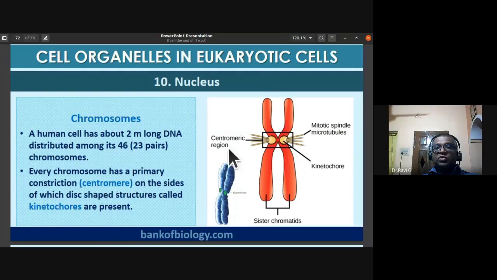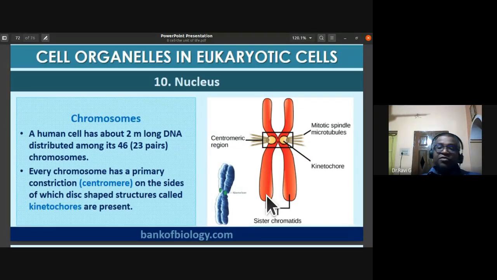So every chromosome has a primary constriction called centromere, on the sides of which you have disc-shaped structures, which we call kinetochores. Here is a typical structure of it. You can notice that it has two sister chromatids, because these are the chromatids of the same chromosome. We call them sister chromatids, within which you find a pair of highly coiled chromatin fibers.